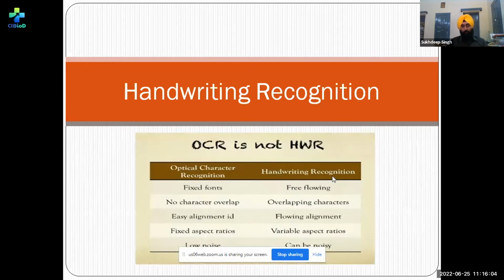Handwriting recognition must not be confused with OCR, optical character recognition. In the case of OCR, we use printed text, and in the case of handwriting recognition, we use handwritten text. It is free flowing and does not have a specific aspect ratio. On the other hand, OCR has a fixed type of font, there is no overlapping of characters, and there is less noise. Handwriting recognition has certain more challenges for recognition by a machine.